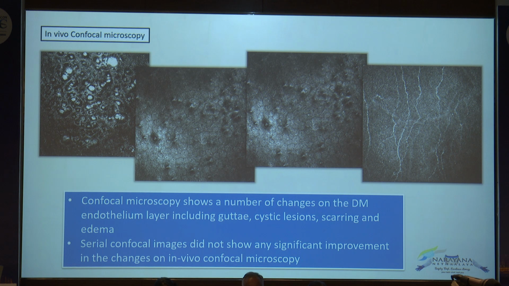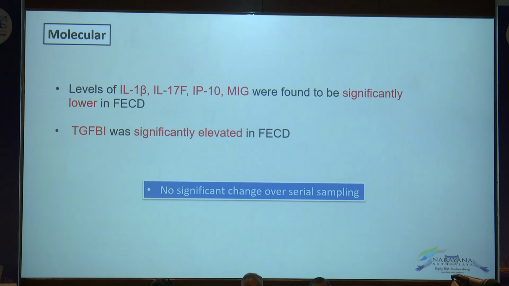When we looked at the confocal microscopy as well, there are a number of changes which have been described in these patients of Fuchs, but there was no significant change over time, over 1 year in these patients, in either their cystic changes or the amount of scarring at the endothelial level. We know that there has been published literature on what are the normal molecular changes in FECD. We did find them to be significantly lower, but there was no change, and that is quite expected because this is not the pathway where the Rho kinase drops act at all, so we do not expect any change.